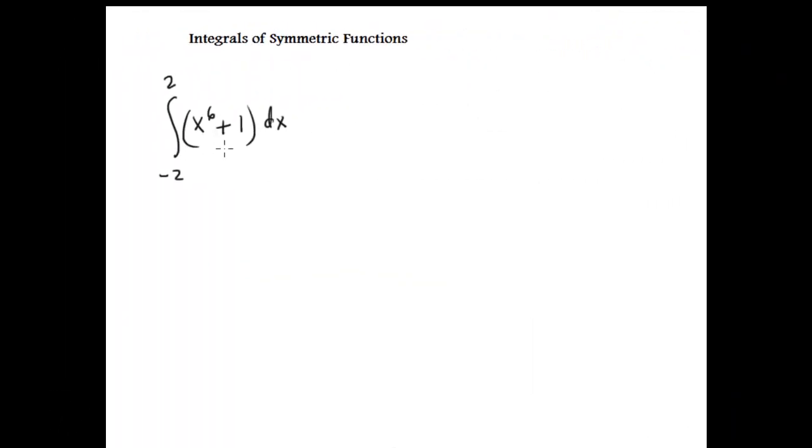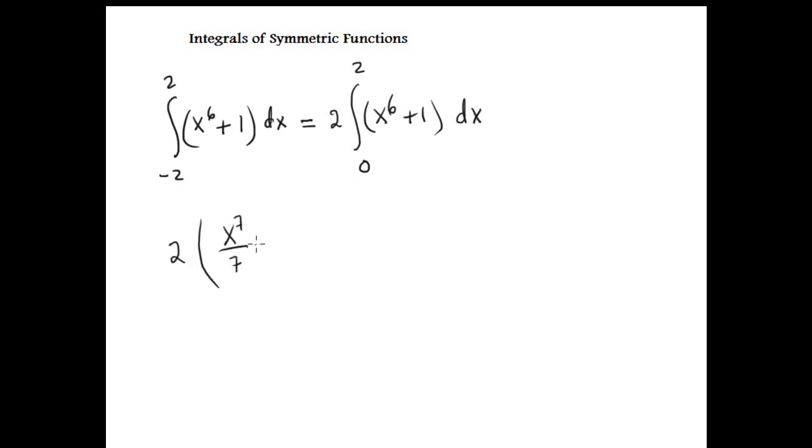Okay, let's see an example. In this case, obviously, the function x to the 6th power plus 1 is an even function. Now we can compute this like 2 times the integral from 0 to 2, so include the positive part, of x to the 6 plus 1 dx. Now the antiderivative, one of these, is 2 times parentheses x to the 7 over 7 plus x, evaluating between 0 and 2.